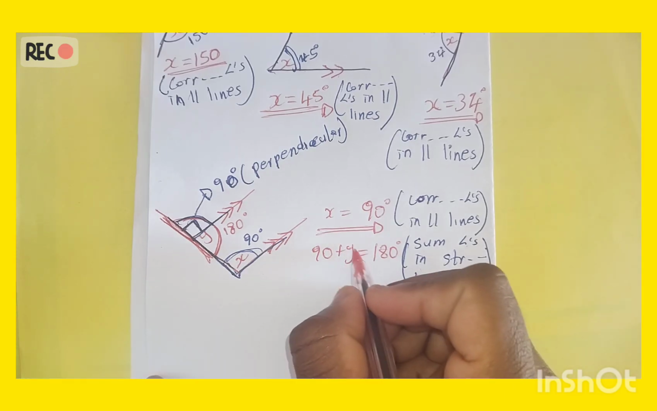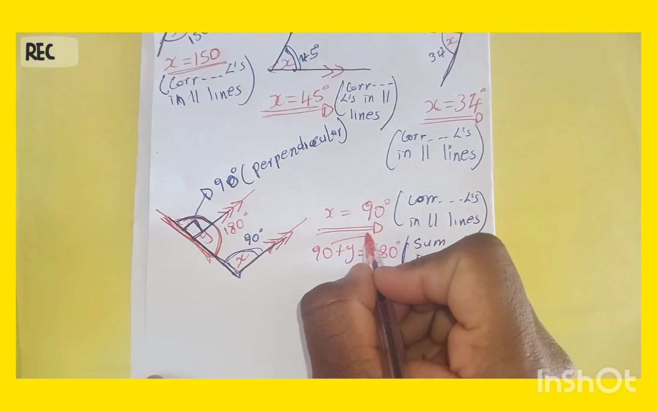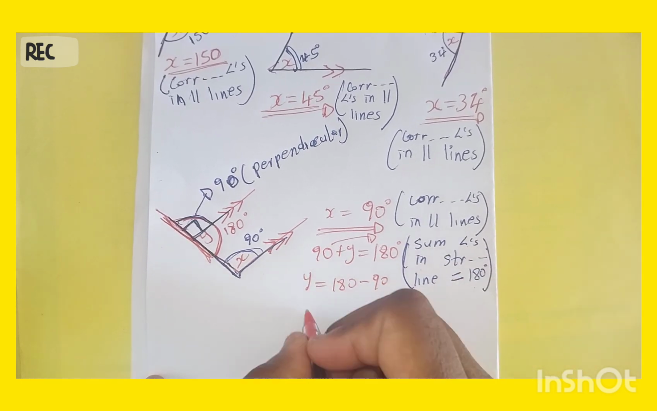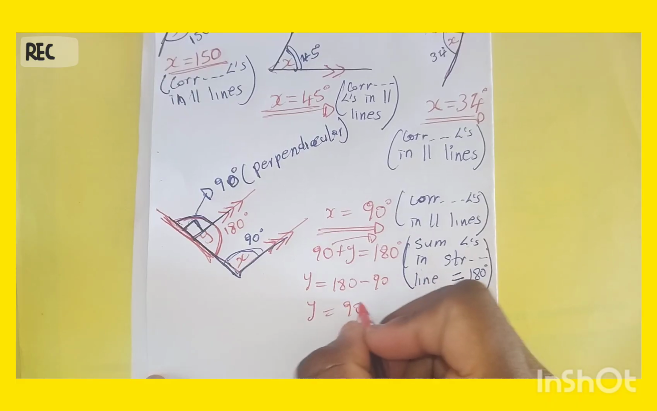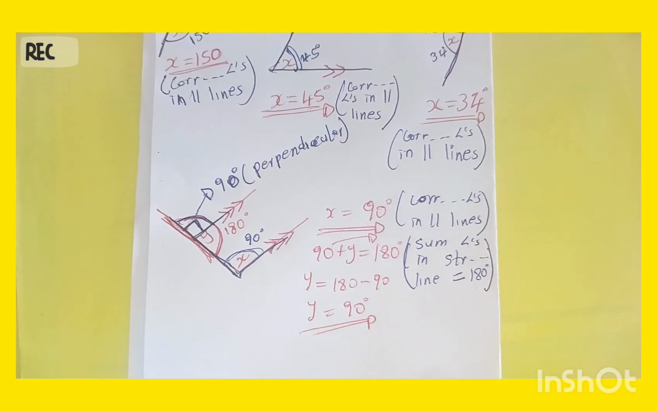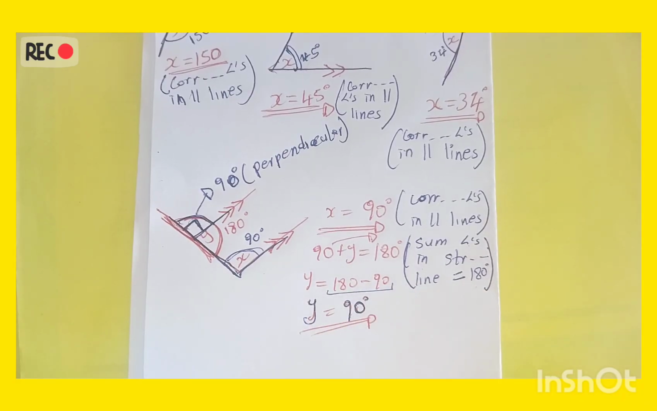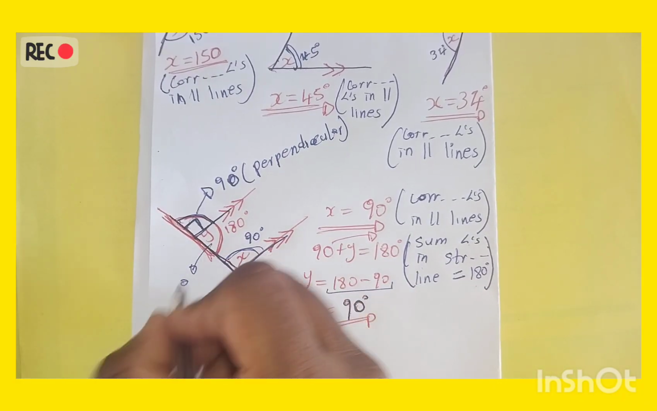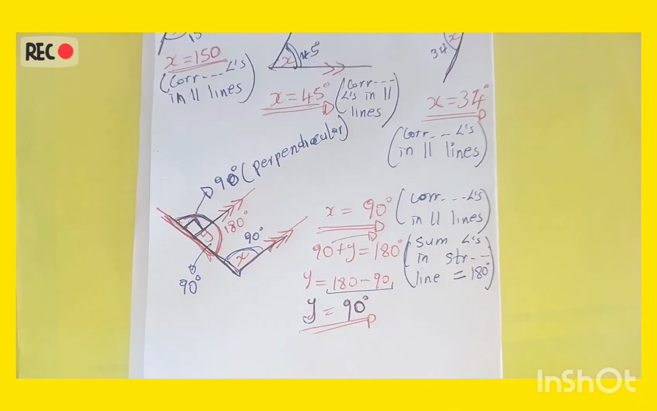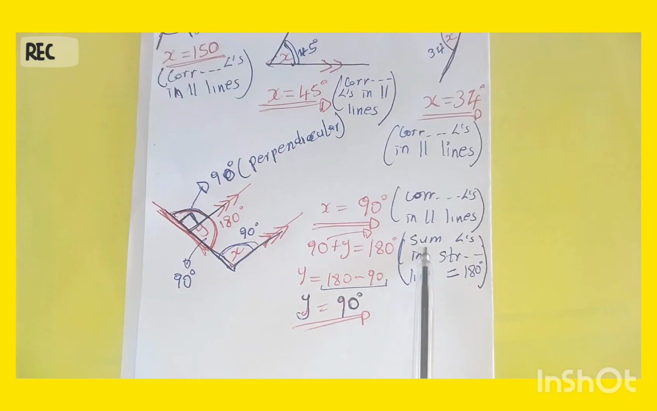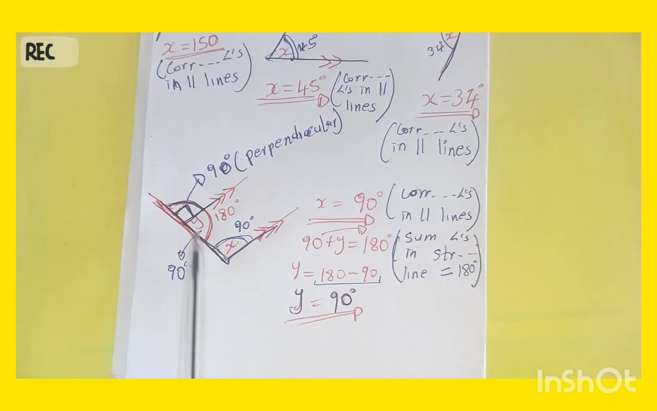To solve for Y, you try to make Y alone. You take this term to the other side, and the Y value becomes alone. It changes sign, meaning the value is equal to 90 degrees. You can use your calculator to check; you'll just get 90 degrees. So the value for Y is 90 degrees. And if you add those two 90 degrees, they still give you 180 degrees, and that matches the sum of angles in a straight line, which gives 180 degrees.